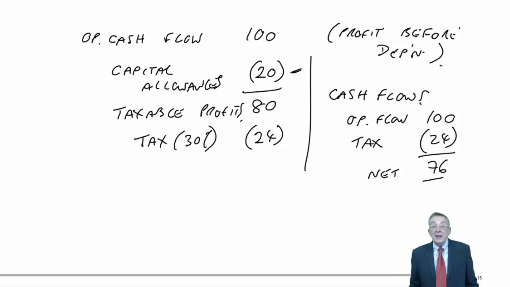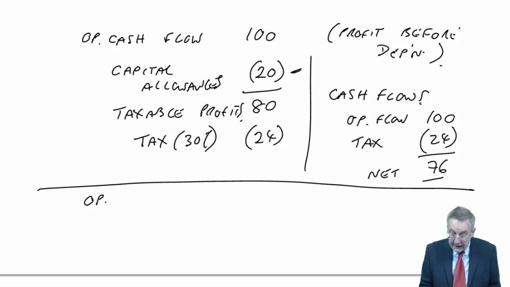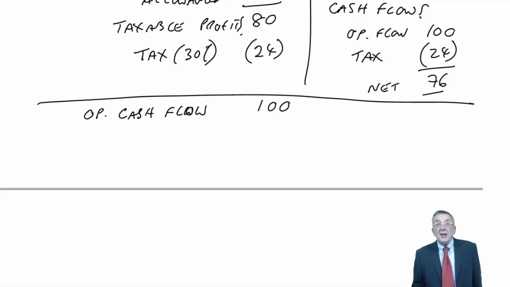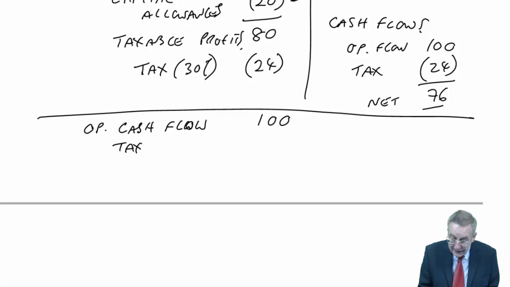Now, by all means, you could do your workings that way. But what's more efficient and easier in the exam is to do it this way. Is to say, the operating cash flow is 100. We then say, what would the tax be if there were no capital allowances, if there was no tax depreciation? The tax at 30% would be 30.